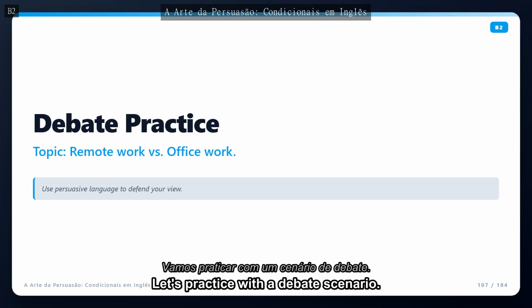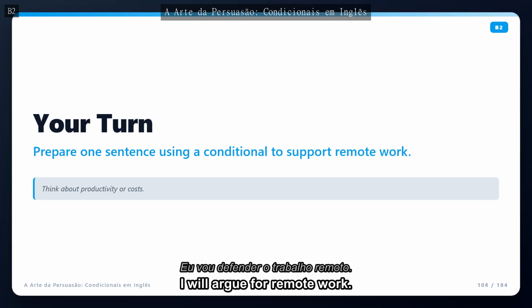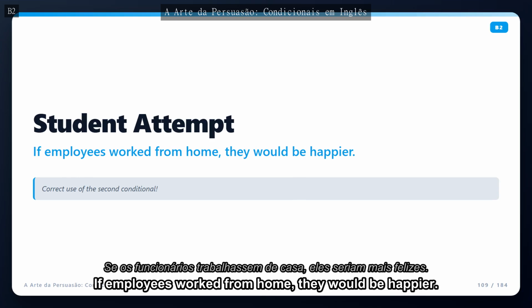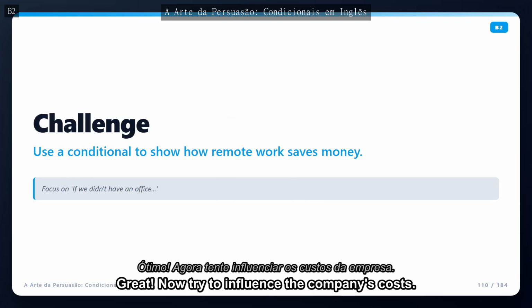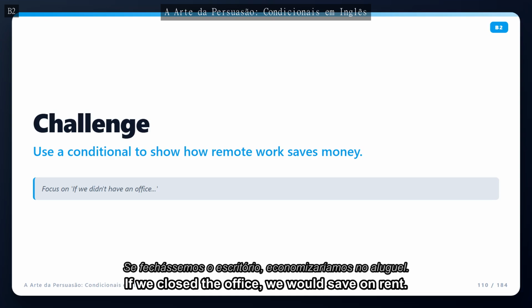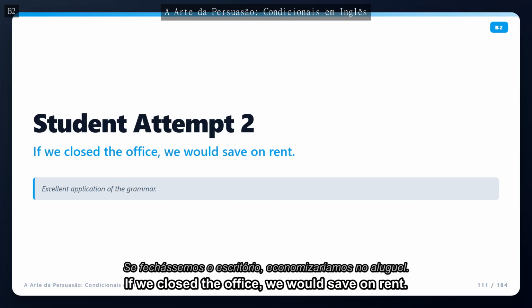Let's practice with a debate scenario. I will argue for remote work. If employees worked from home, they would be happier. Great. Now try to influence the company's costs. If we closed the office, we would save on rent.